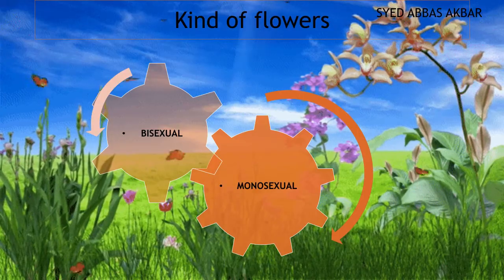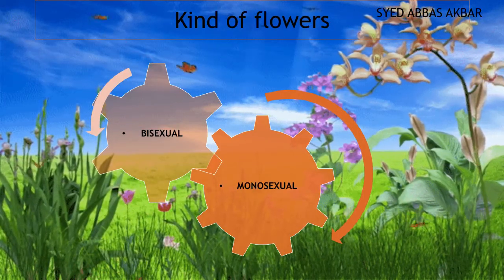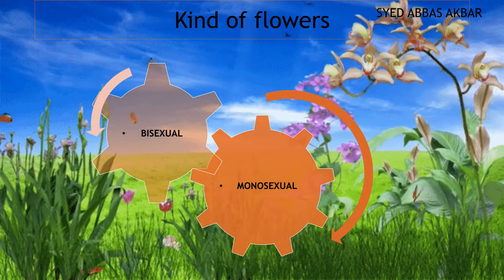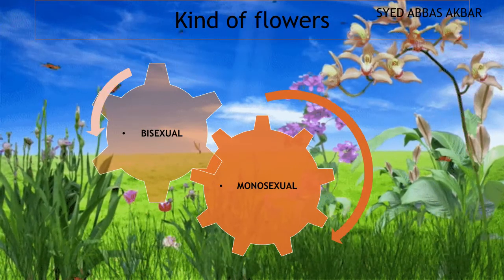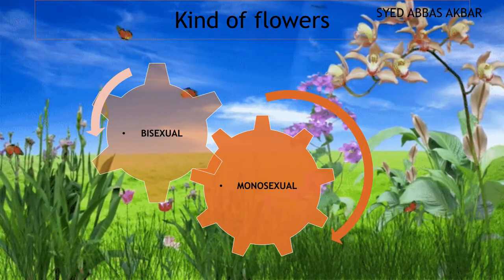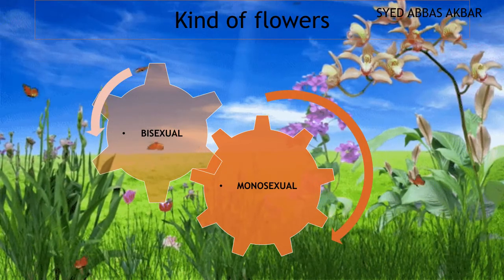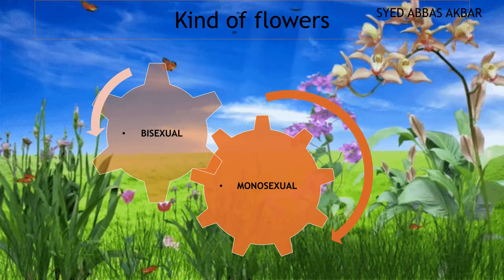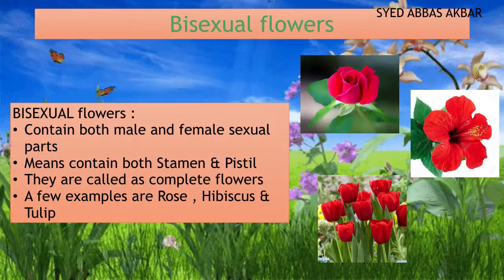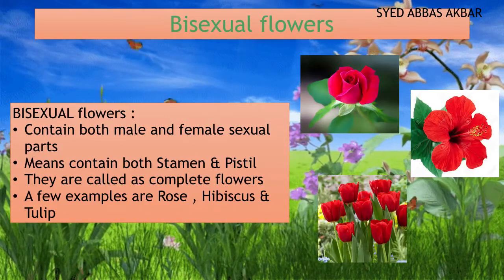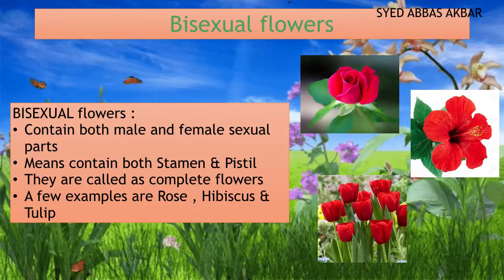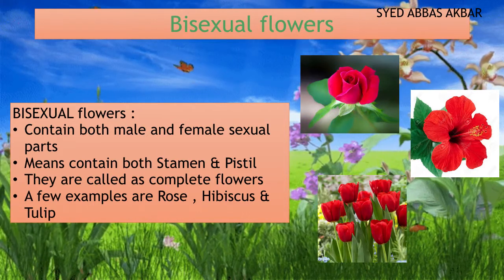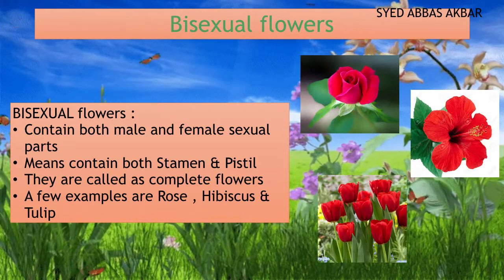Now let us learn about the types of flowers. Depending on whether flowers contain both male and female reproductive parts, flowers can be of two types: bisexual complete flowers, and monosexual or unisexual incomplete flowers. Bisexual flowers contain both male and female sexual parts, meaning they contain both stamen and pistil. They are called complete flowers.